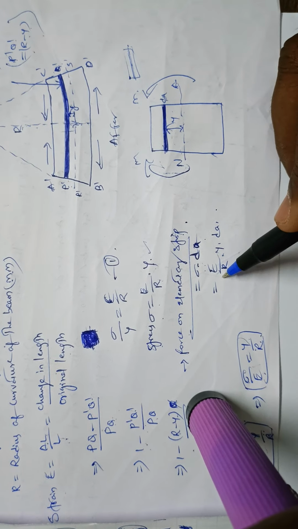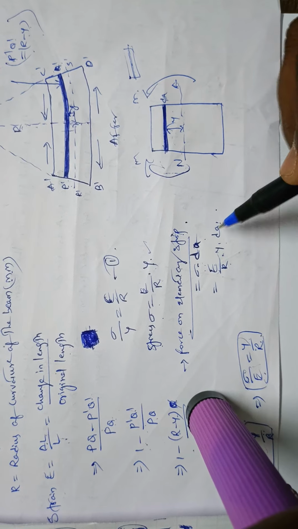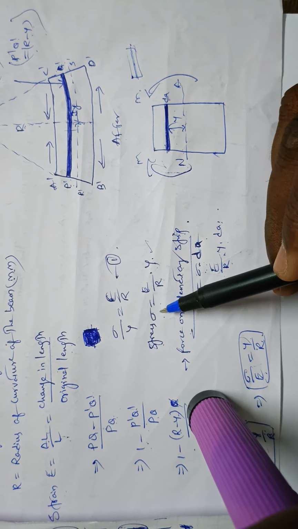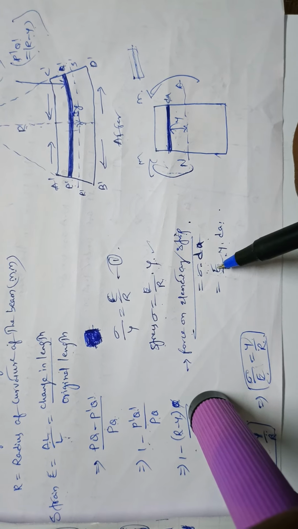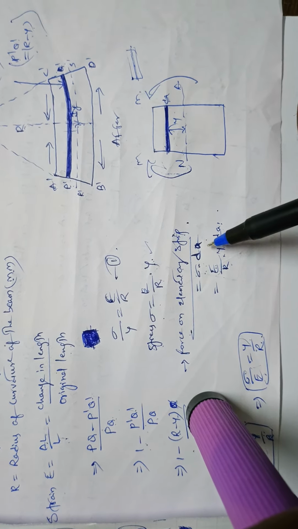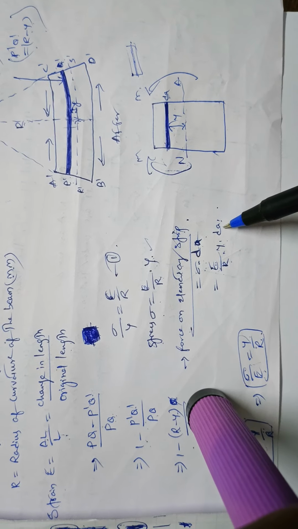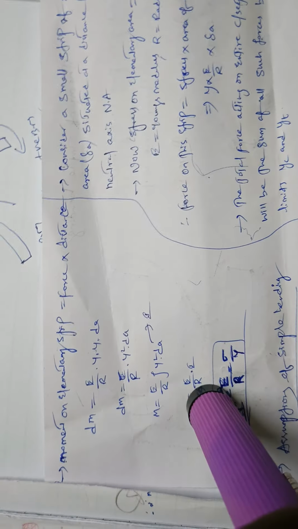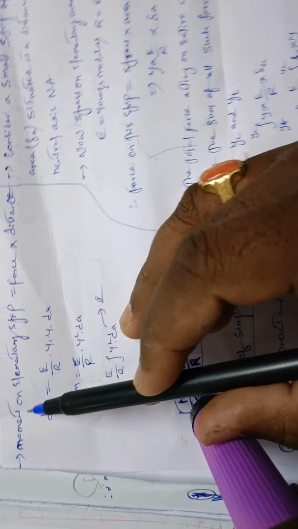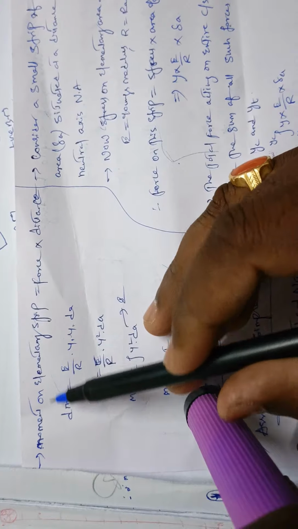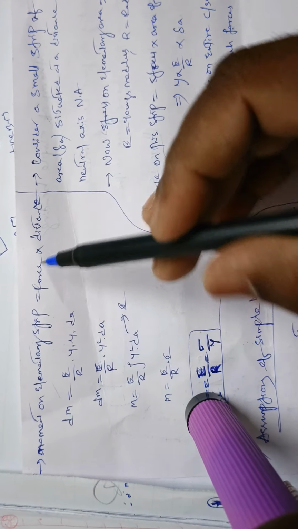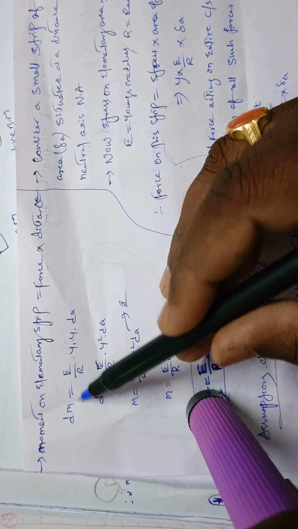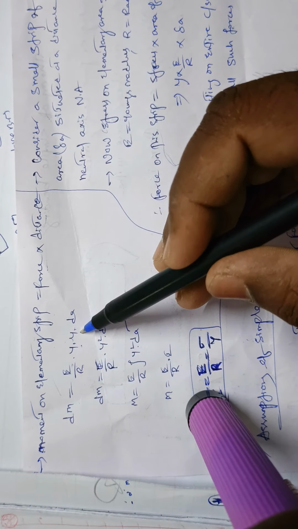So it is equal to E by R into Y dA. What is this sigma? You can see here, stress sigma is equal to E by R into Y, so that is E by R into Y dA. Here dA is the area of the strip. Next, after the force the moment will be there. The moment on the elementary strip is equal to force into distance. That is nothing but dM is equal to E by R into Y into Y into dA.